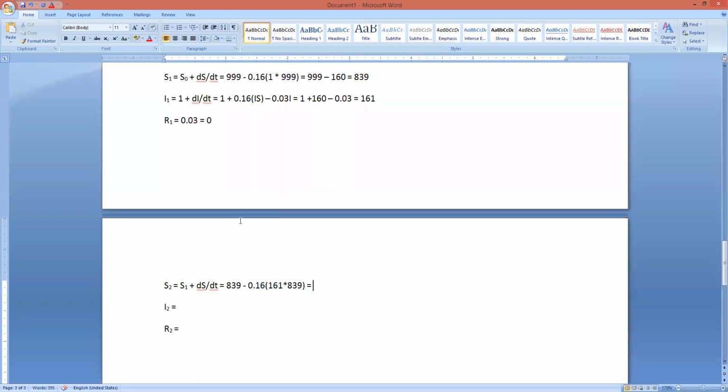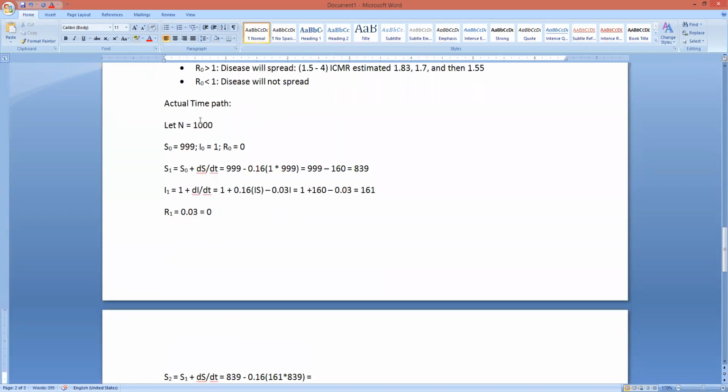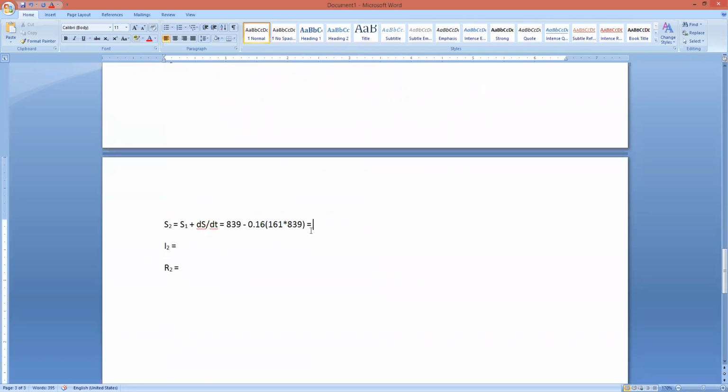Basically in the second period, the entire population is becoming affected. Actually, I've taken a very low level. I should have taken something like 1 lakh or something like that. This is too small a population. But you're getting the hang of it, right?